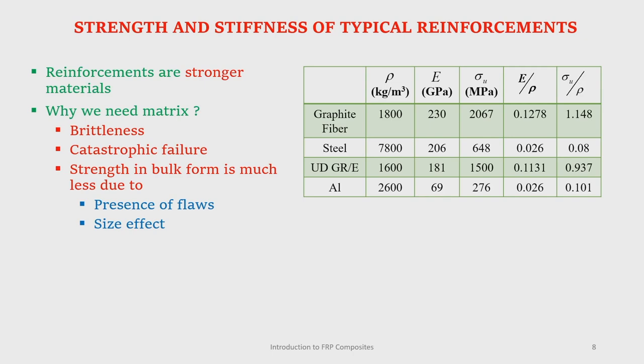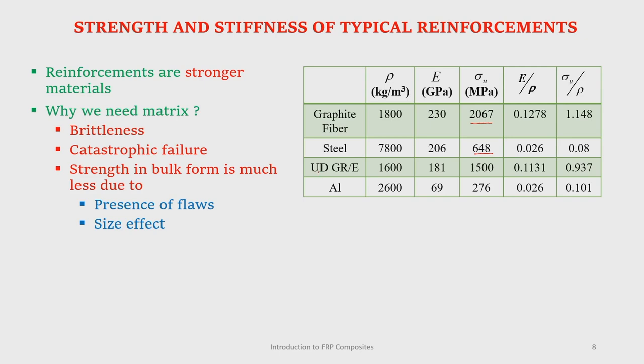While the Young's modulus of the graphite fiber and the steel is almost the same, if you look at the strength, the ultimate tensile strength of graphite fiber is almost 3 times that of the steel. If you look at this table, the strength of graphite fiber is 2000 megapascal, whereas that of a typical steel is 640 megapascal. So it is almost 3 times stronger.